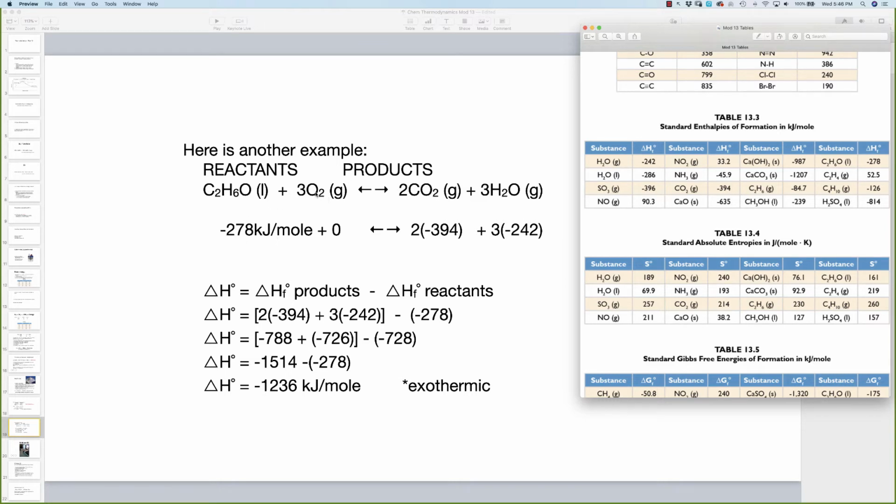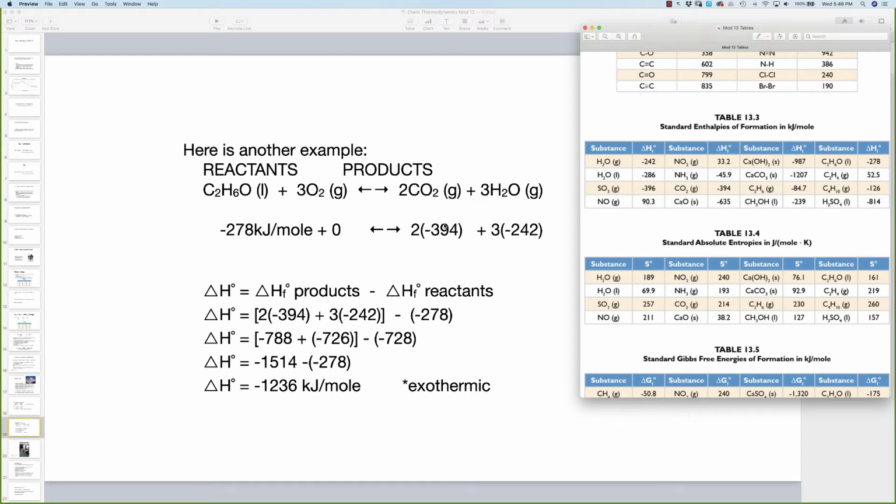Oxygen in its elemental form is 0. Carbon dioxide as a gas. Find CO2 on here. As a gas, we have a negative 394. There are 2 of those right there. And water as a gas. We come over here, we find water. There it is as a gas, negative 242. We have 3 moles of that, so 3 times negative 242.